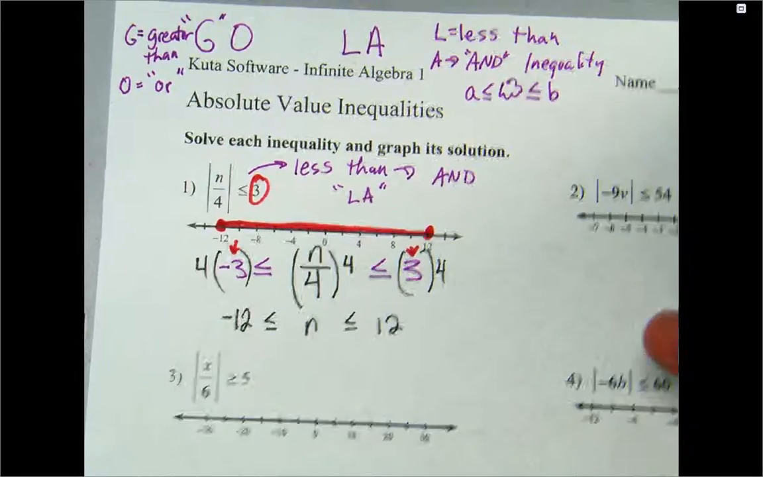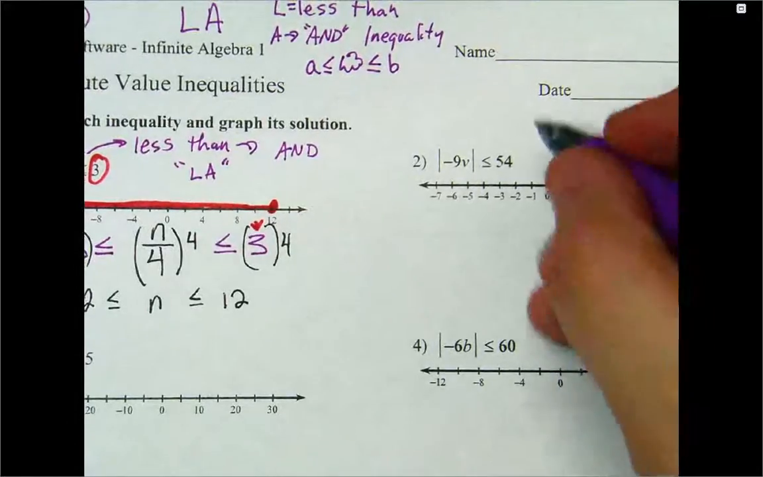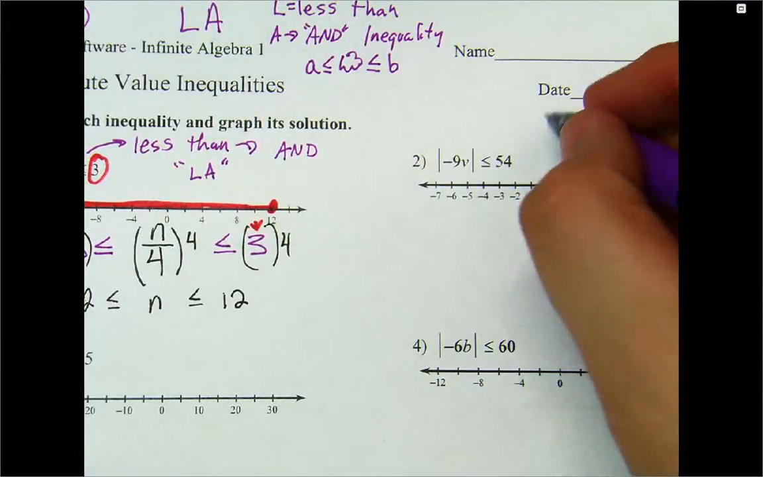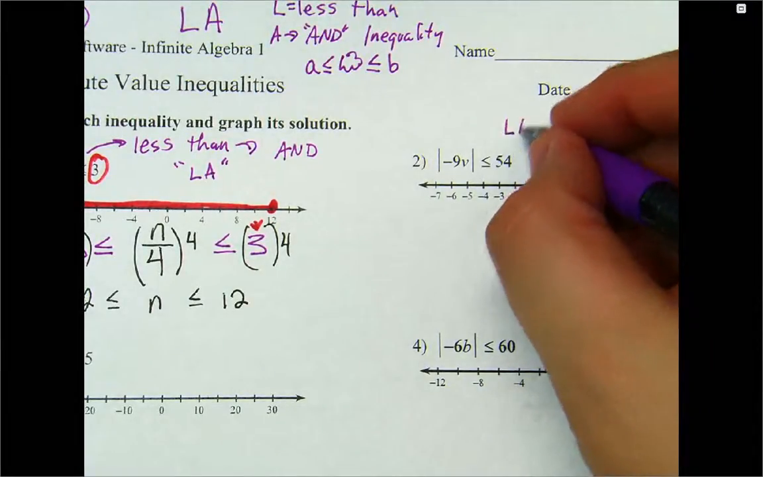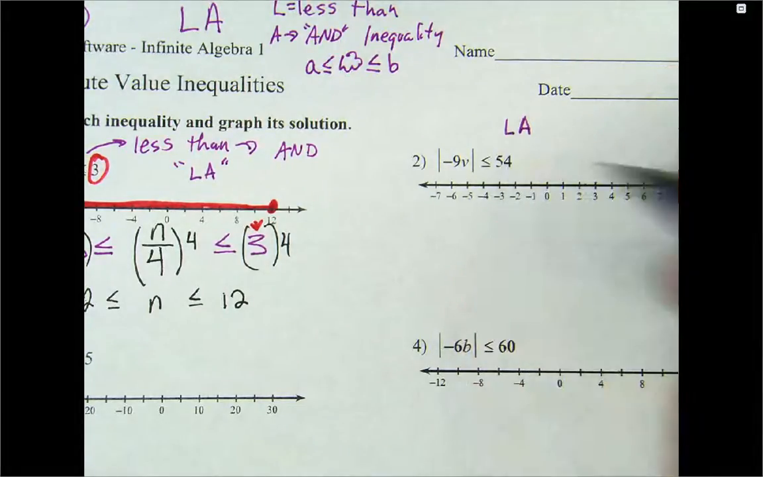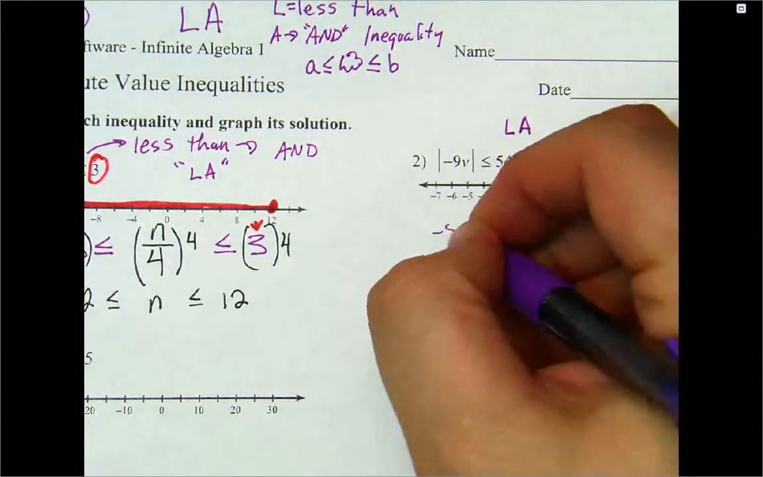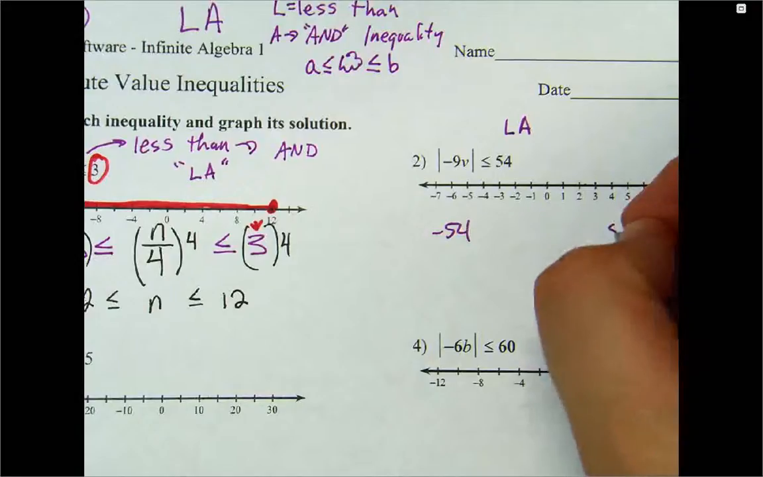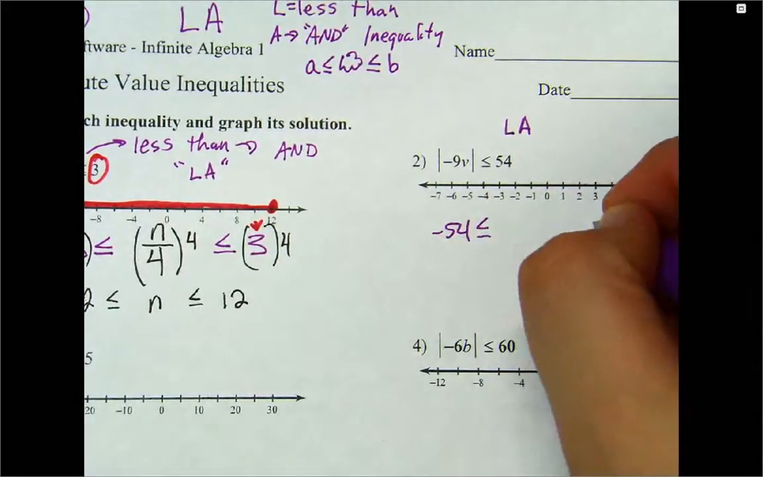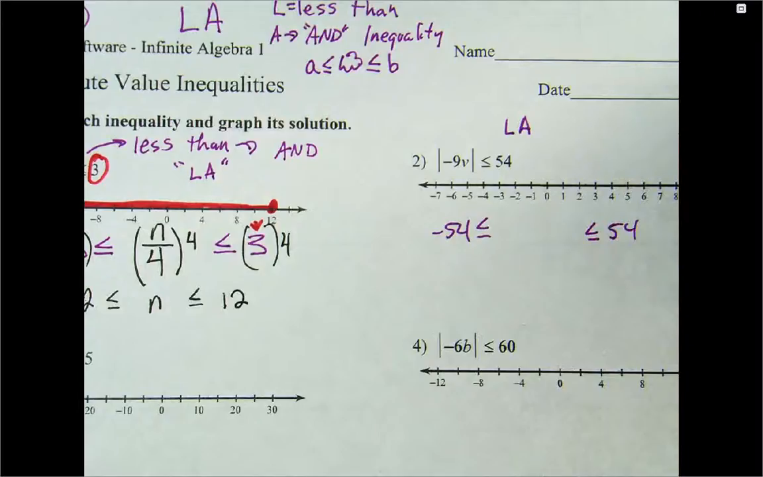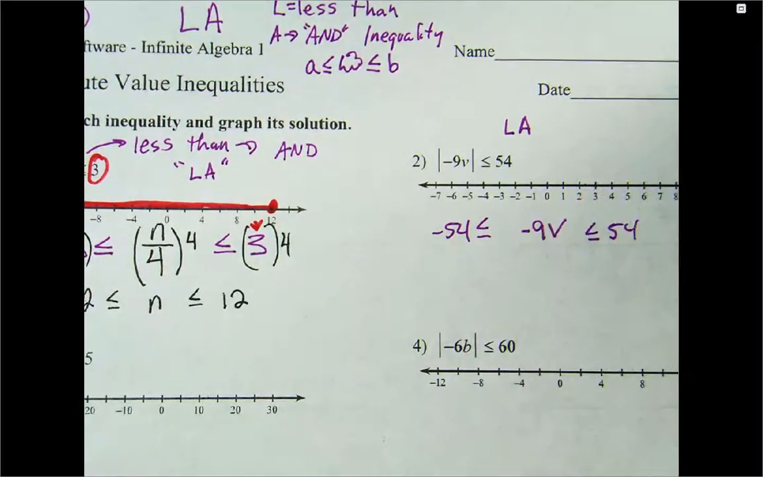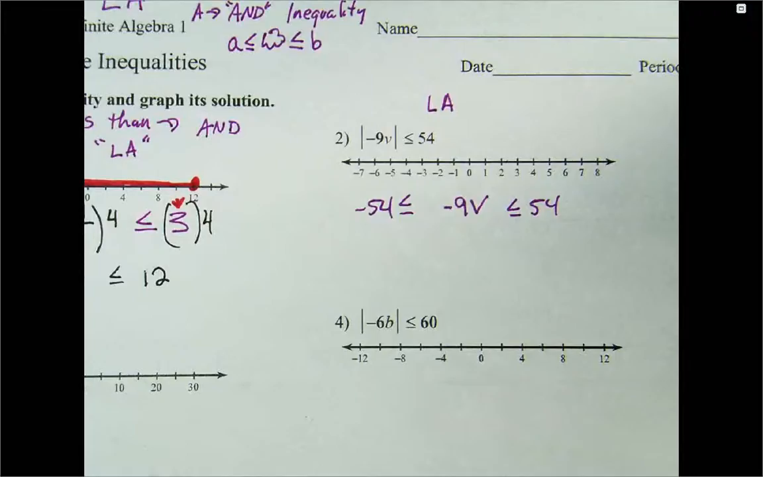Now, if we looked at number 2, is this less than or greater than? Less than. So it's an LA situation. So all I do is take the number here, which is 54. I put a -54 out front and a 54 here. And less than or equal to, less than or equal to, and what goes in the middle? Negative 9v.